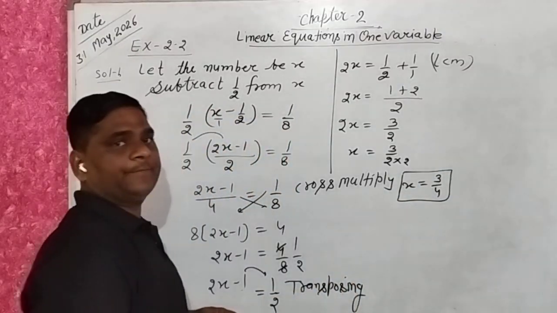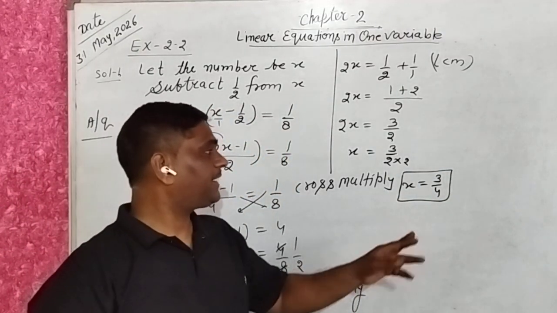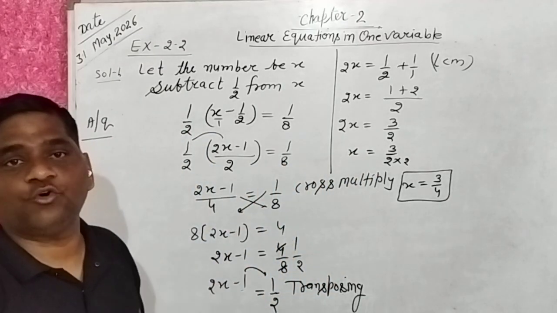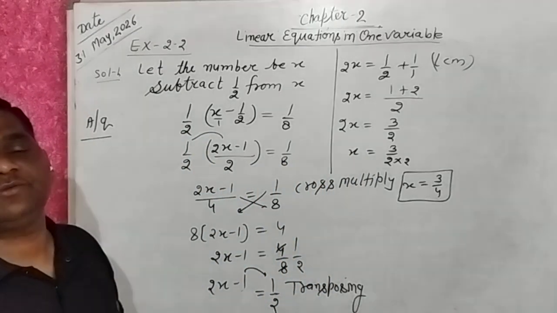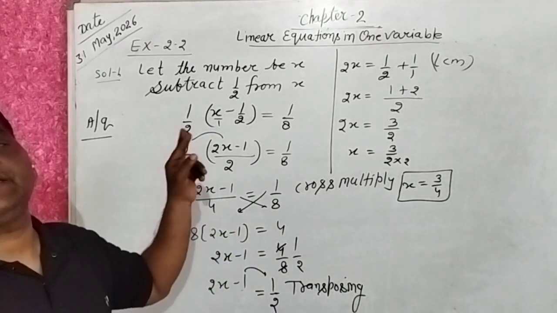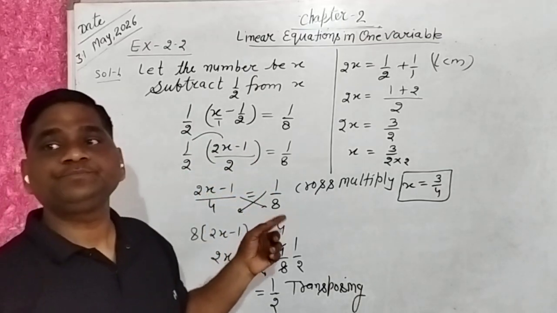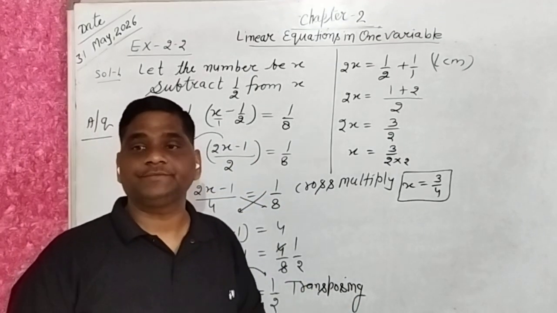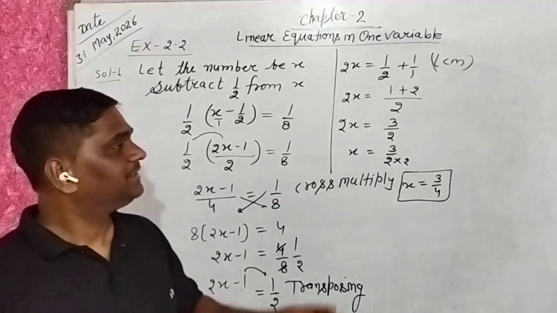So we say here the number is 3 upon 4, which when you subtract 1 upon 2 and multiply its result by 1 upon 2, then we get 1 upon 8. Understand? Yes. Write down.